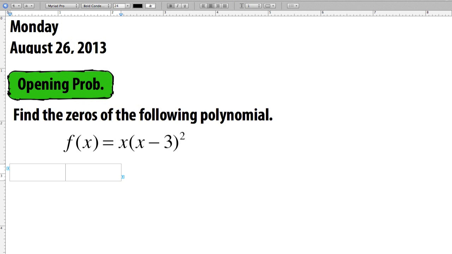So if we do factor it, what we can find out is just going to be x on the outside times x minus 3. And that's really two different times, so it's going to be x minus 3 also. And so this is all, of course, equal to 0.